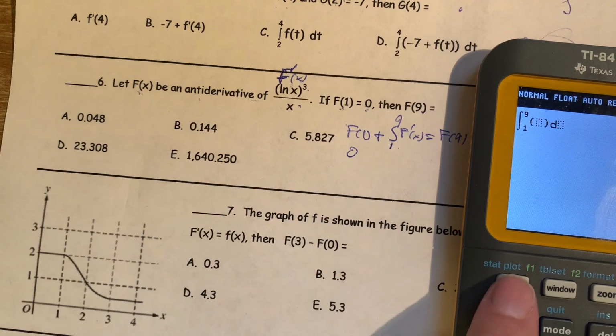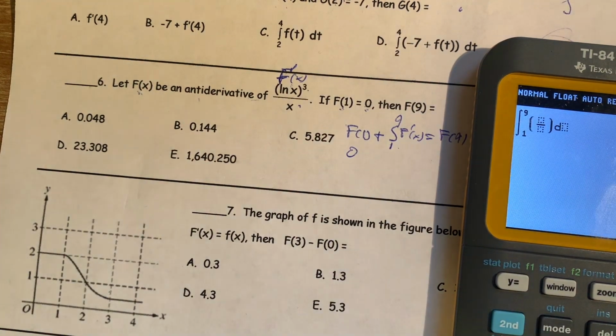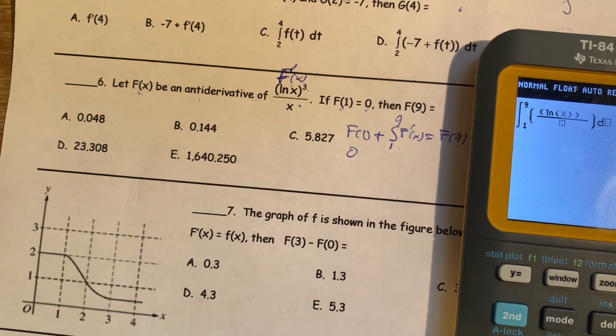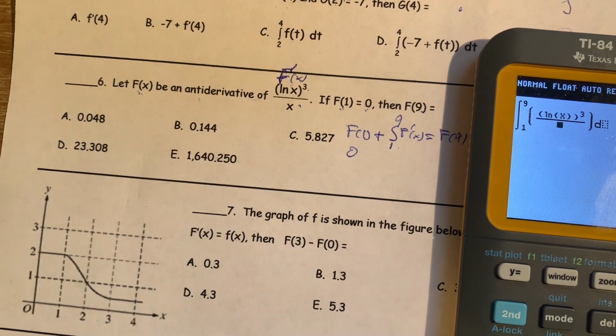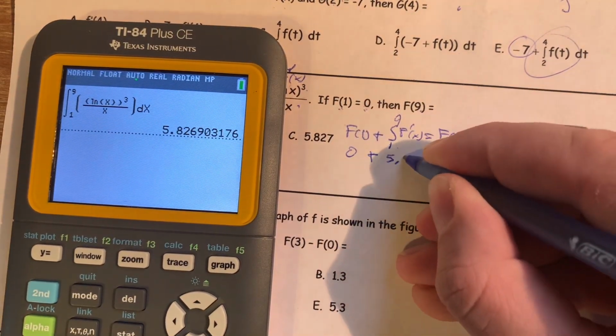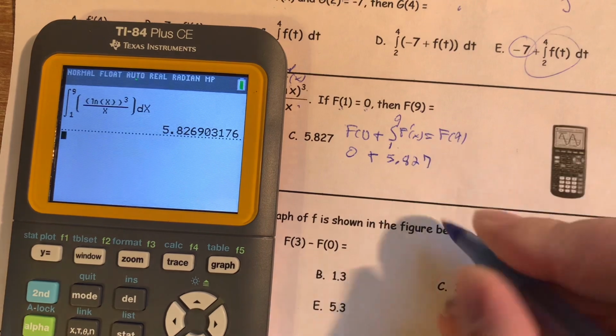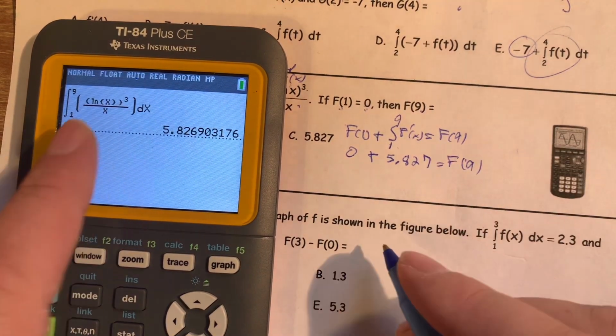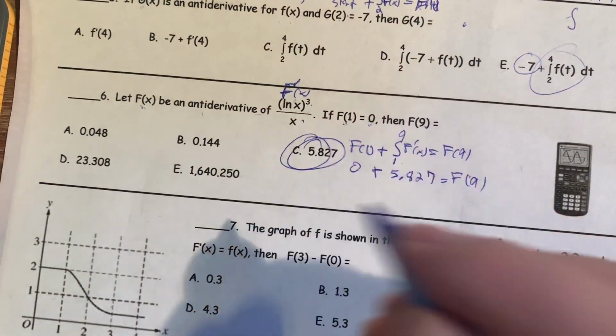And I'm going to press alpha y equals to get a fraction. This is natural log of x. I'm going to put it in parentheses. Natural log of x cubed. So natural log of x cubed over x dx. And so it's 0 plus... it actually takes the calculator a little while to do integrals, like it's not immediate, and it's because it has to actually make a bunch of rectangles. Like it can't do anything smart; it's just gonna make rectangles.